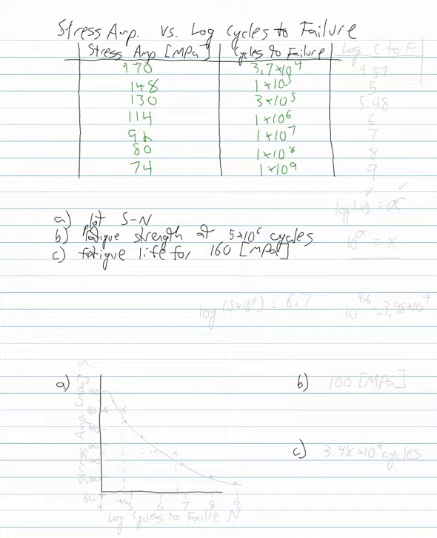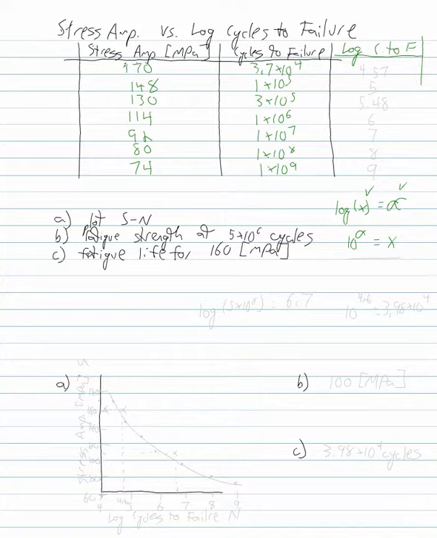Our first objective is to make a stress amplitude versus logarithm cycles to failure plot, otherwise known as an SN plot. In order to do this, we need to find the logarithm cycles to failure. This can be done using log properties, so the log of x equals alpha, as well as 10 to the alpha equals x. Right now we have cycles to failure, otherwise known as x, and we need to find the log cycles to failure, which would represent alpha in this case. So we go ahead and add a column to this.